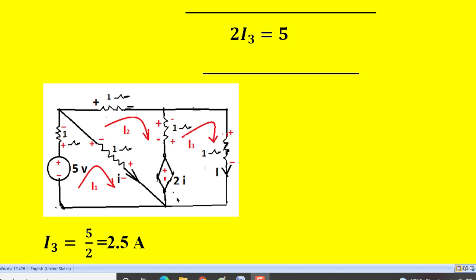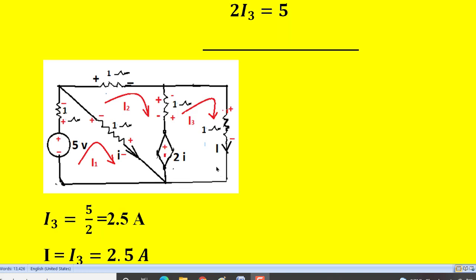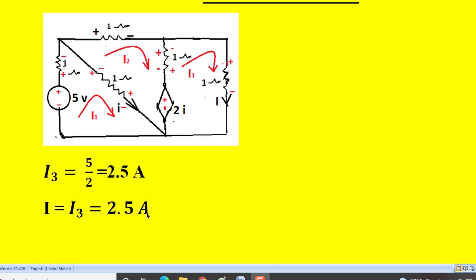So what is this 2.5 amperes? That is the current flowing in the 1 ohm resistor, and this is the question asked in the problem. So we say I is equal to I3 is equal to 2.5 amperes.